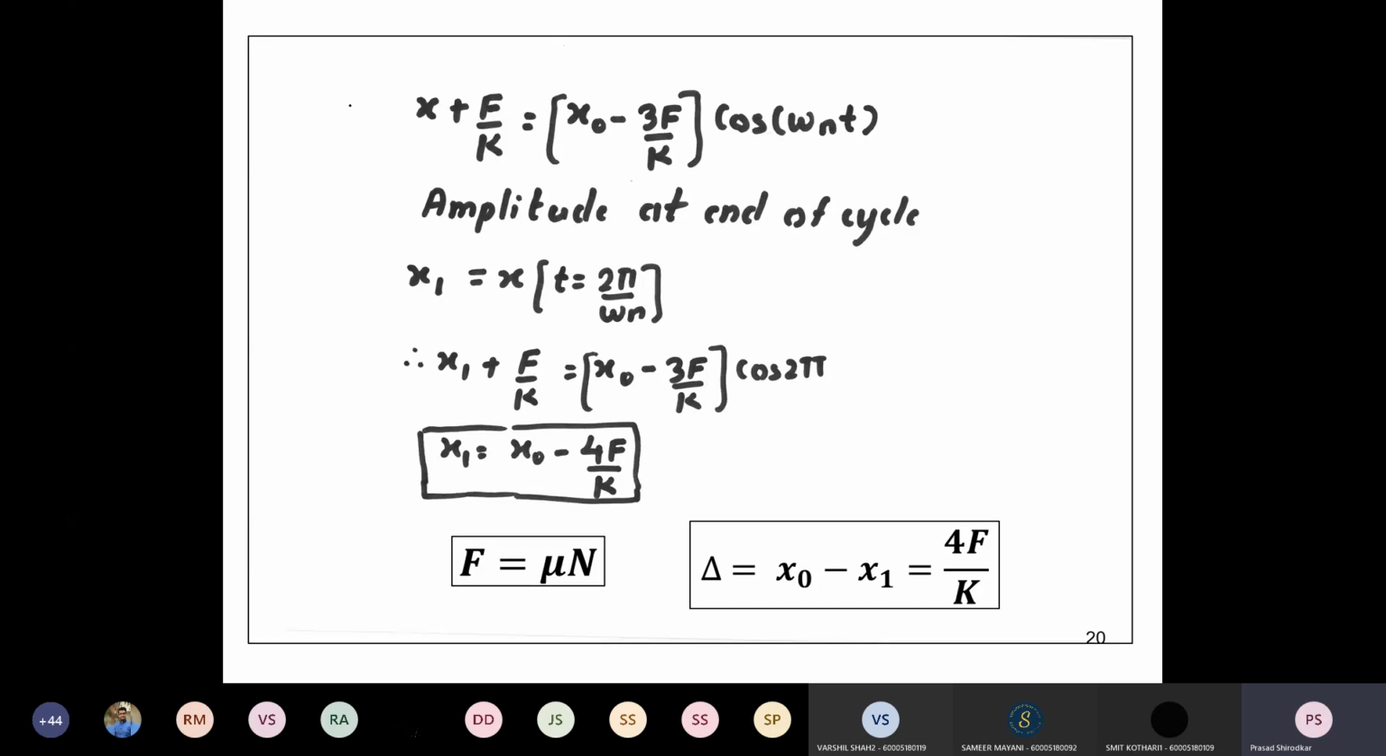So for the second half of the cycle, the equation becomes x plus f by k is equal to x0 minus 3f by k cos omega n t. Now we have to find the amplitude at the end of the cycle, which is named x1, that is after t is equal to twice pi by omega n. Substituting t is equal to twice pi by omega n in the equation, we get x1 is equal to x0 minus 4f by k.